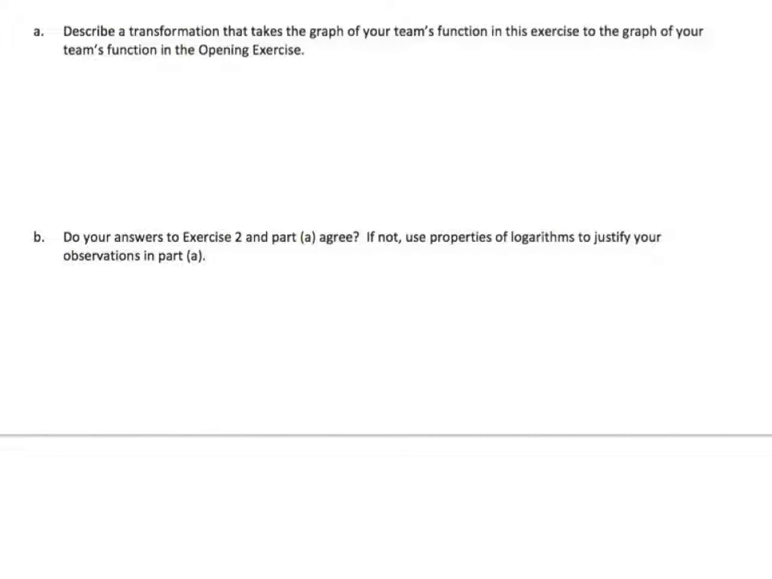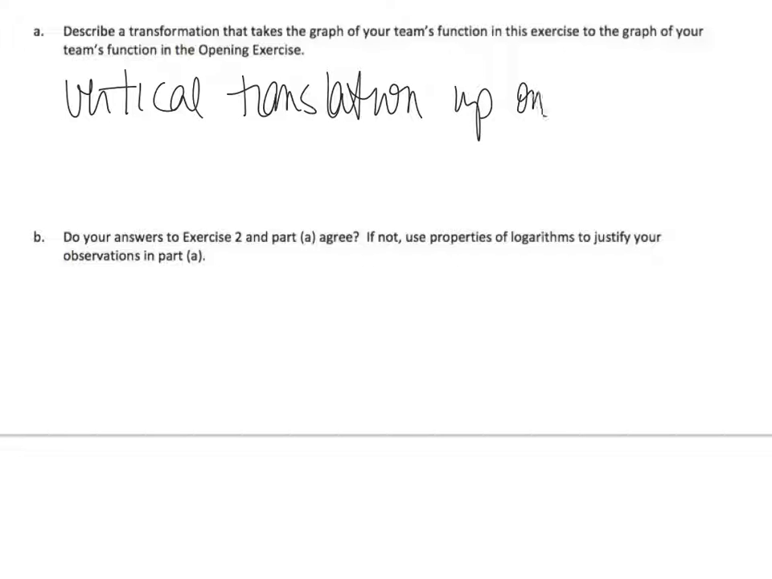Describe the transformation. I just did. The graph is the opening exercise, but a vertical translation by a unit of 1 up. So I just said it, but let's do it again. Vertical translation up 1 unit.